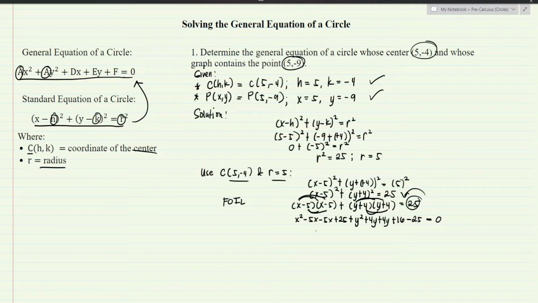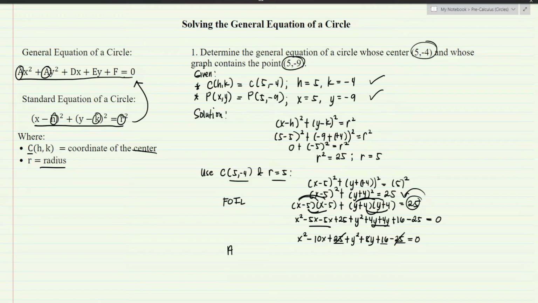So simplifying further, I can combine these like terms here. So I would have x squared minus 10x plus 25 plus y squared plus 8y plus 16 minus 25 equals 0. Now the second to the last step here is to simplify our constant terms. I can reduce my constant terms into a single term. So I can cancel out 25 here and negative 25.